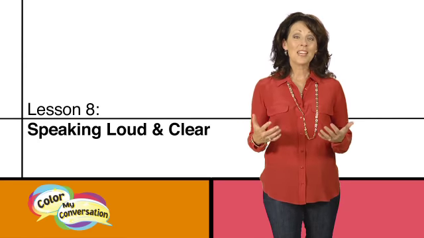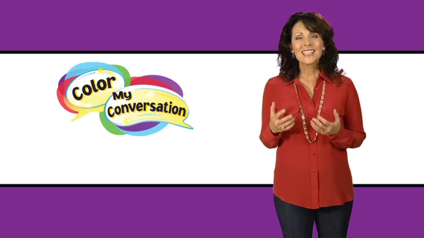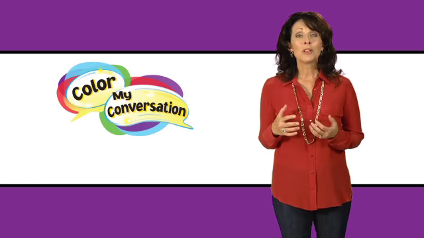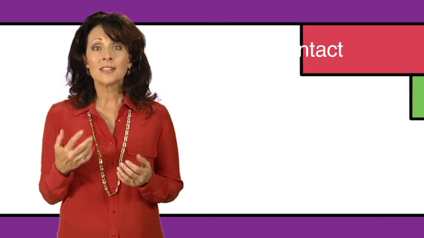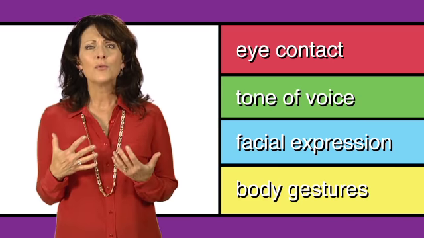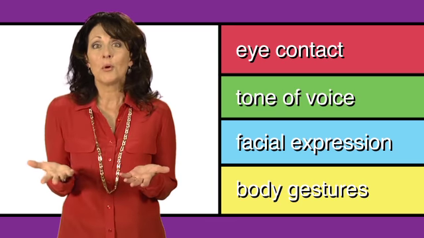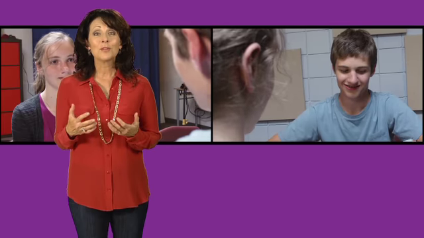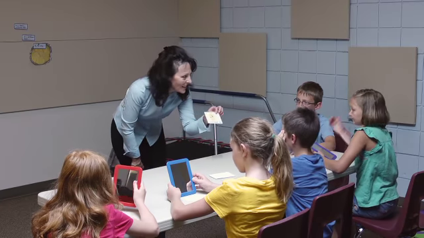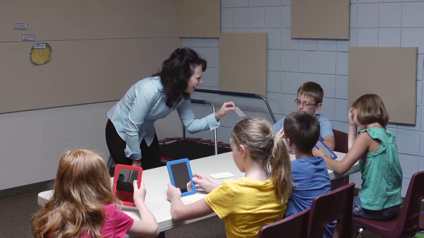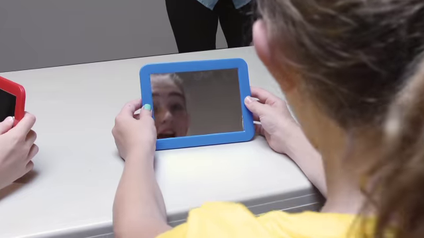Lesson 8, speaking loud and clear. In Lesson 8, the children are going to be learning about the unspoken rules in conversation, such as eye contact, tone of voice, facial expression, body gestures, and about the value of having face-to-face conversations in this world of social media. In this video sample, we're going to look at an exercise where the children are looking at mirrors.